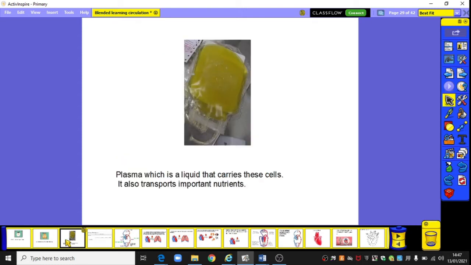One of the things we often don't hear so much about is plasma, which is the liquid that carries these cells, and it also transports important nutrients to the body.